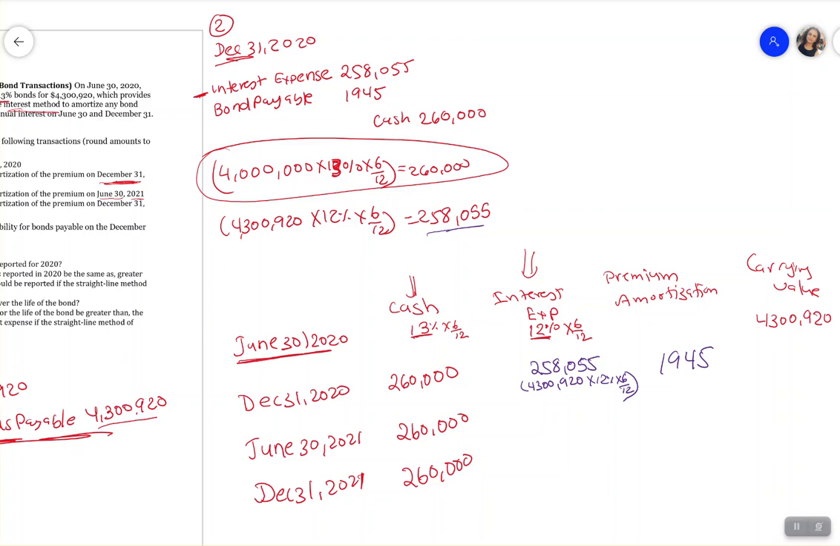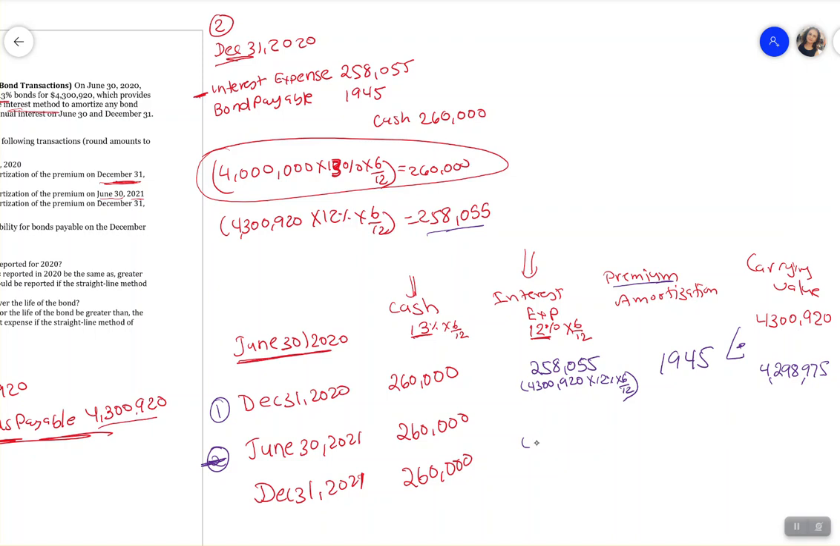In this case, it is a premium. If it's a premium, I will minus it. So let's see if I get the number: 4,300,920 minus the 1,945. I got a number of 4,298,975. So that becomes my carrying value after my first payment. This was my first payment. Now I'm making the second payment.